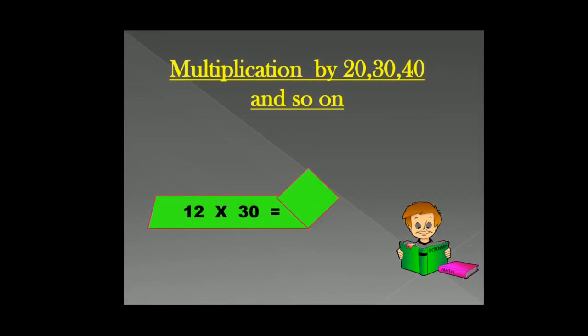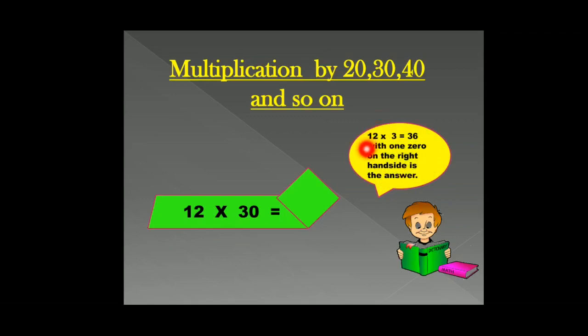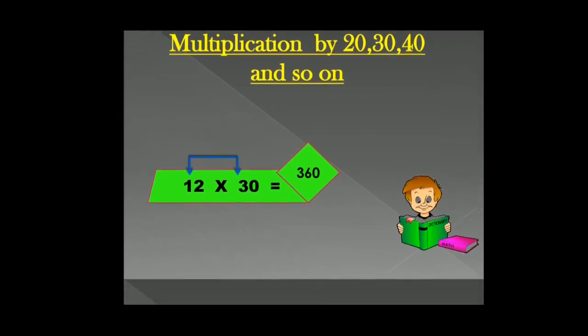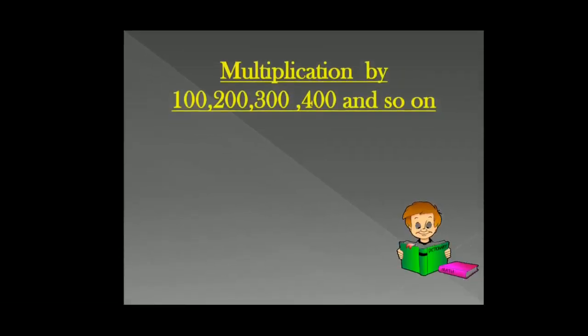Here you can see the question is 12 into 30. So what we are supposed to do is, we'll multiply only 12 with 3. So 12 into 3 is 36, and with 1 zero on the right hand side is our answer. Why have we taken only 1 zero? Because in 30 you can see there is 1 zero. That is our answer, 360. Let's see the other one.